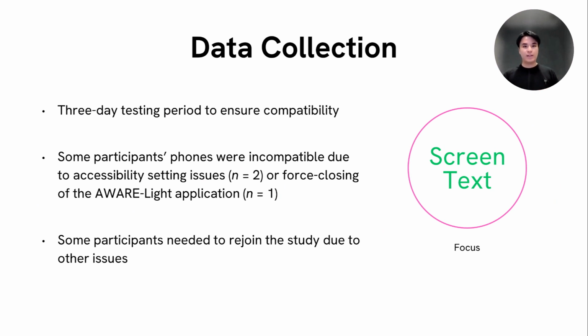While testing during the development of our sensor, we found that some phones were incompatible with the sensor due to hardware or accessibility restrictions. Therefore, we conducted a 3-day testing period for each participant to ensure that their phones were reliable. Although we initially had 24 participants, 2 participants were excluded due to accessibility setting issues, and 1 participant was excluded as their phone was force closing the Aware Light app. A few participants also needed to rejoin the study due to issues with their phone.